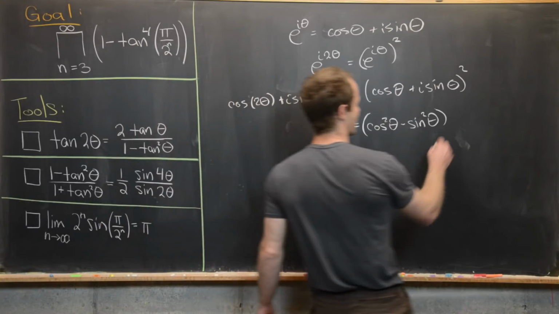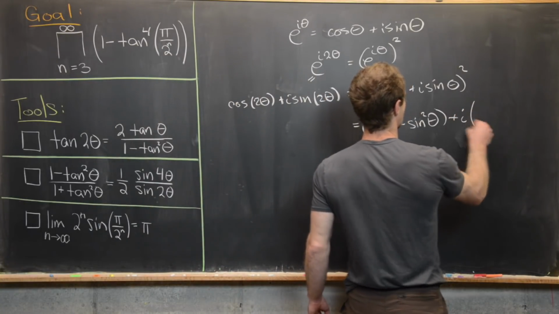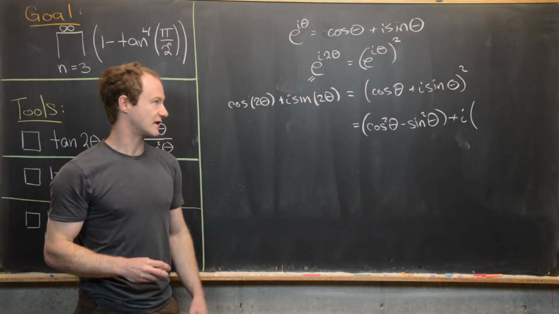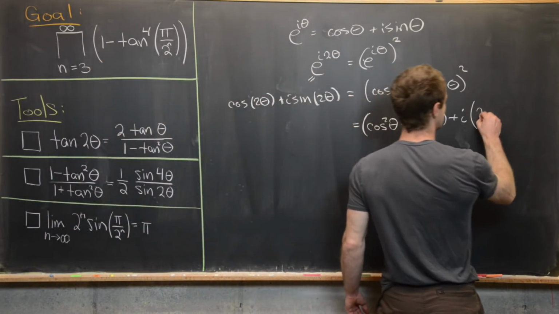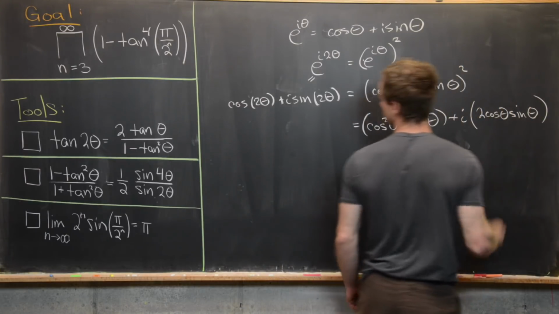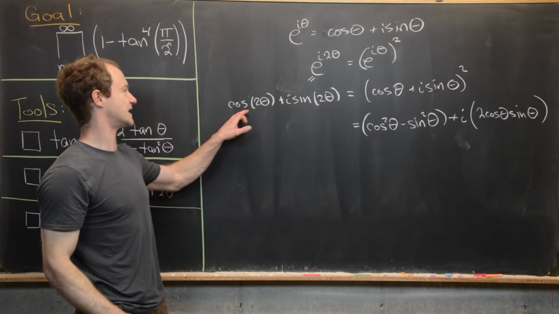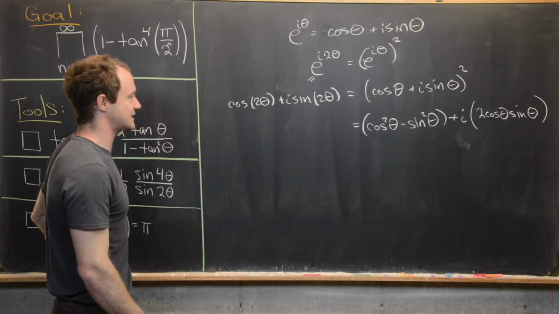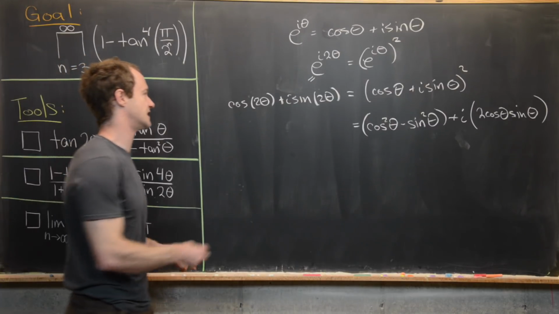And then let's see what we have for the imaginary part. So we'll have i times, but then we've got just the cross terms from squaring that binomial. So it'll be 2 cos theta sine theta. Good. So that's what cosine 2 theta plus i sine 2 theta is. So that immediately gives us the double angle formulas for cosine and sine.